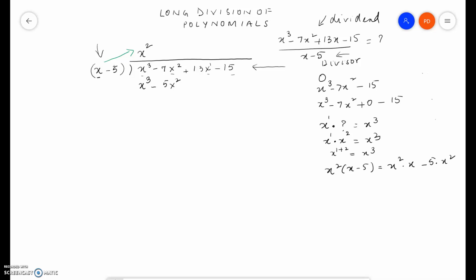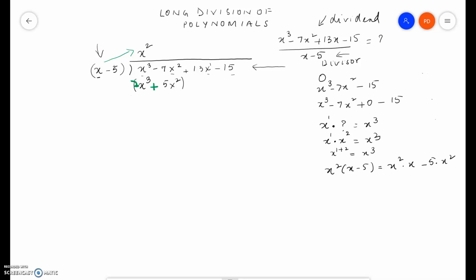So that way when we subtract x cubed minus 5x squared, make sure you have parentheses, from x cubed minus 7x squared, we get rid of the first term, which is x cubed. So now instead of doing this, I'm going to go negative times positive is negative, and negative times negative is positive. Once I do that, all I have to do is subtract. Instead of subtracting, all I have to do is add the two terms.